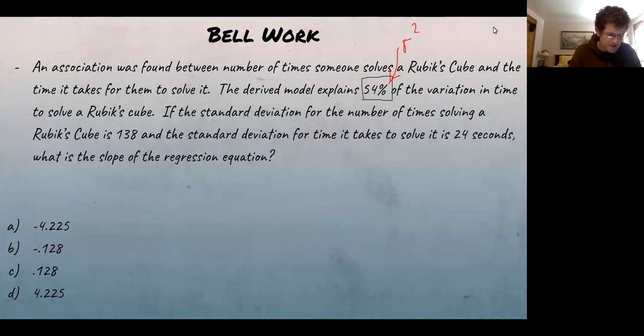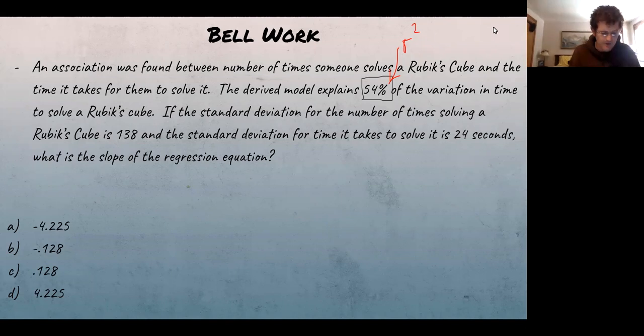This basically says 54% of the variation in your Y value is explained by the variation in your X value. It's kind of a weird way of saying it, but all right, we can talk about that more. Let's just jump into this.